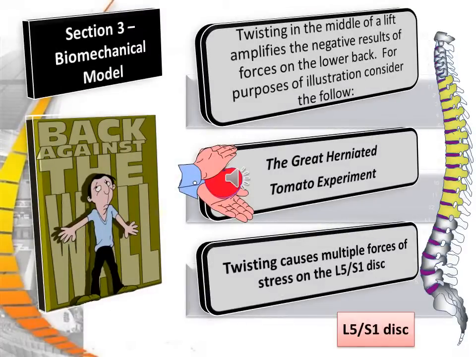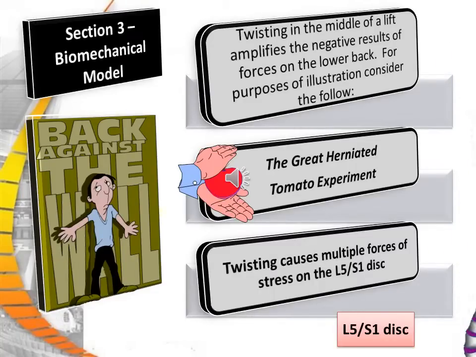Twisting in the middle of a lift amplifies the negative results of the forces on the lower back. For purposes of illustration, consider the following: the great herniated tomato experiment. Twisting causes multiple forces on the stress of the L5-S1 disc. The great herniated tomato experiment talks of taking a tomato between your hands and twisting in reverse fashion and noticing the effect on the tomato.